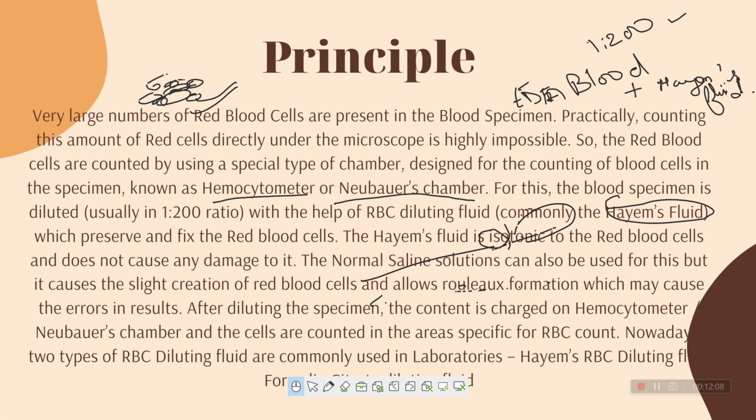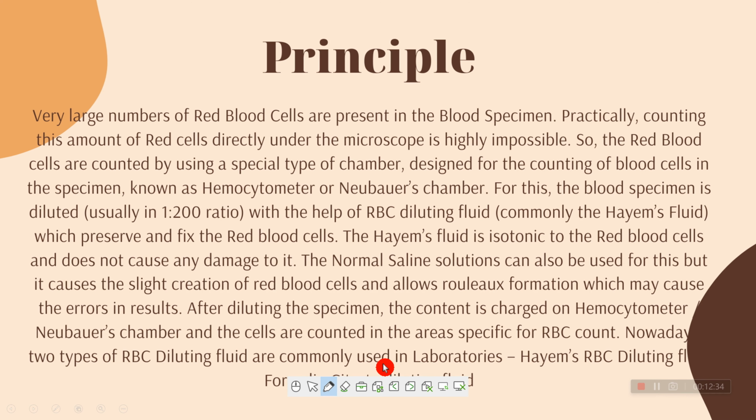Alright, so after diluting the specimen, the content is charged on the hemocytometer or the Neubauer's chamber, and there is a specific area in which the red blood cells are counted. The red blood cells are counted in the middle area, or the center area, of the Neubauer's chamber. Alright, let's see the Neubauer's chamber and its details in the next slide.